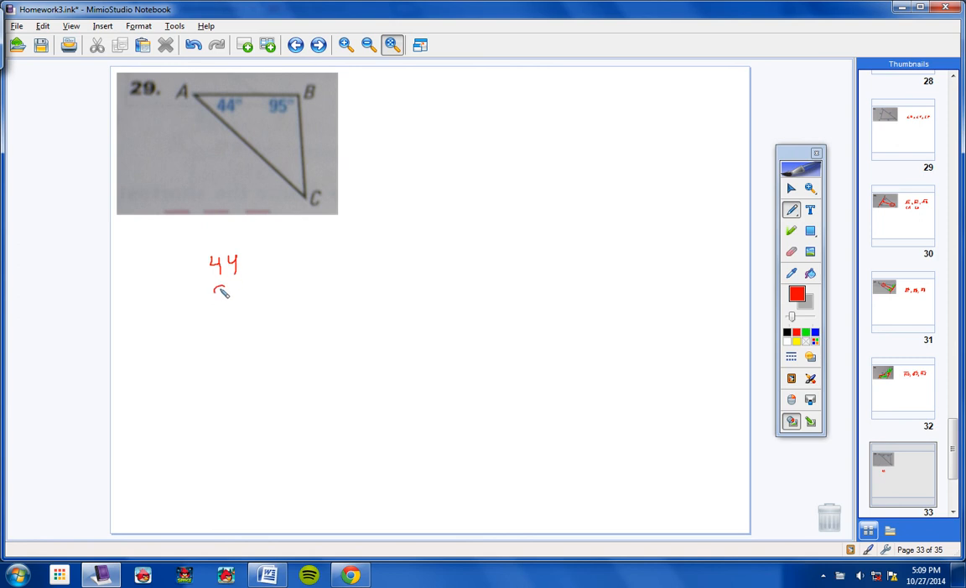Okay, we have 44 and 95. That would be 139. So this angle here has to be 41 degrees. Okay? There we go. Now, let's circle the largest angle, which is 95, and then go straight across to the side here, AC. So AC is the longest side because it's across from the largest angle.